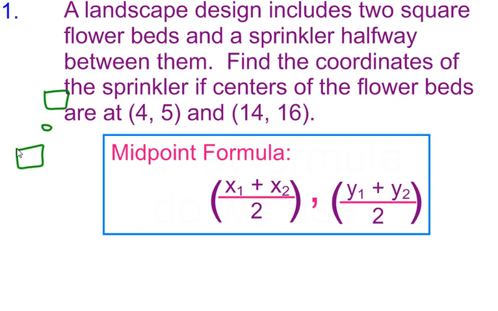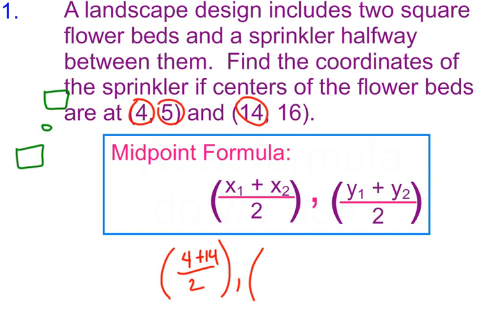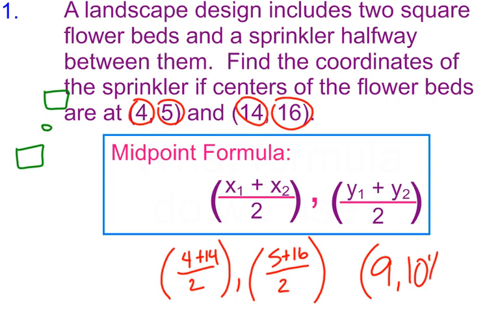So then we're going to actually apply that. To find x, I would take 4 plus 14, which are my x values, and then divide by 2. And to find y, I would take 5 plus 16 and divide by 2. So my midpoint would be 18 divided by 2, which is 9, and 21 divided by 2, which is 10 and a half. So that's where I would put the sprinkler.